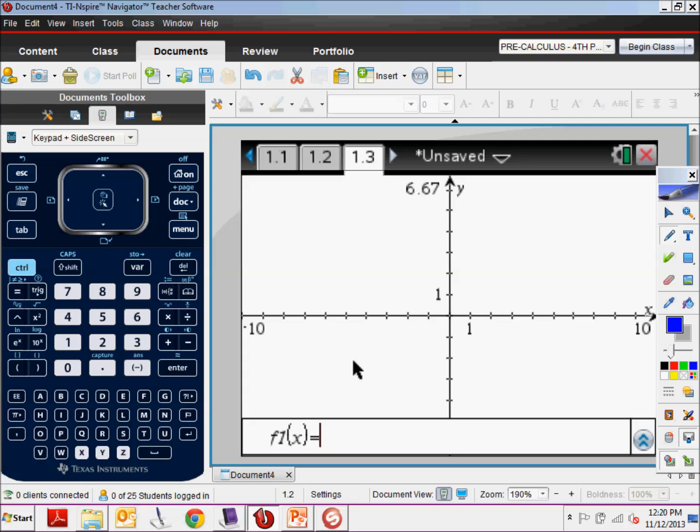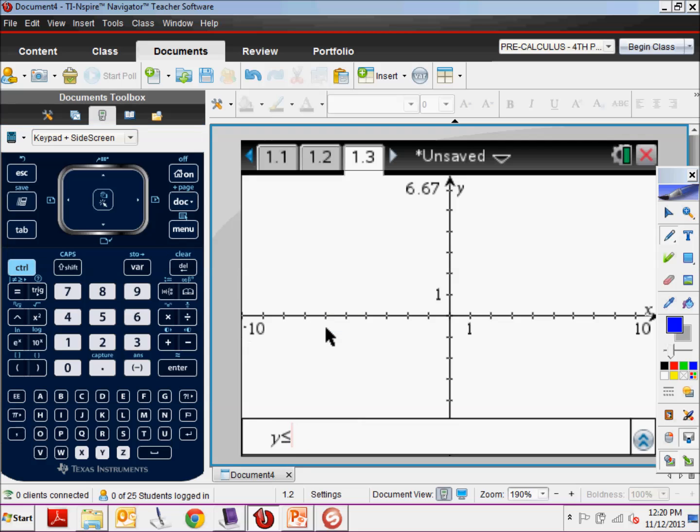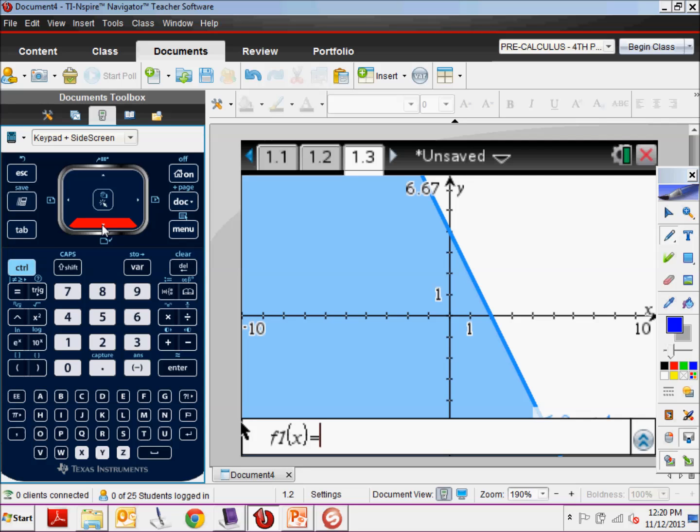That was step 1. Step 2 is I'm not dealing with equal functions anymore. I'm dealing with inequalities. So I'm going to delete the equal sign and plug in the inequality I need. My first inequality was less than or equal to. I typed in -2x plus 4. I arrowed down so that I can type in my next one.